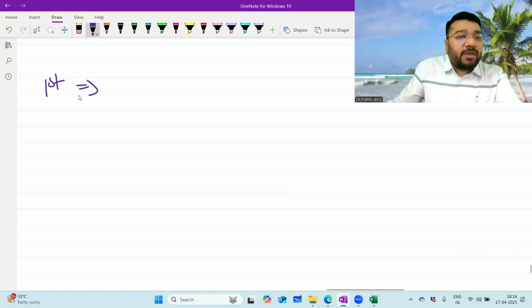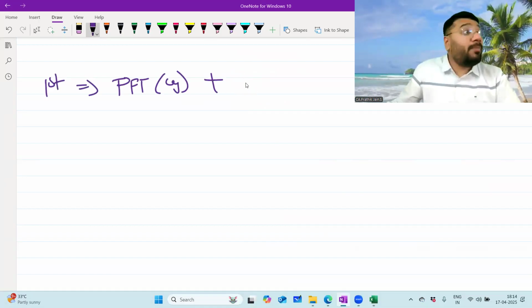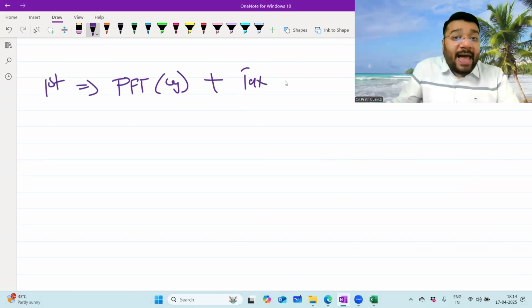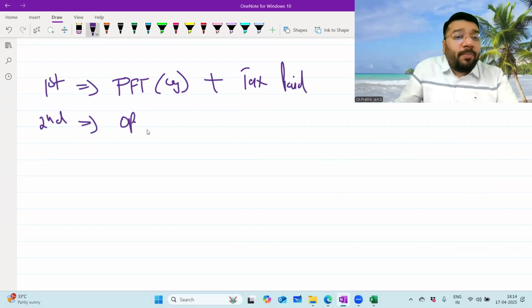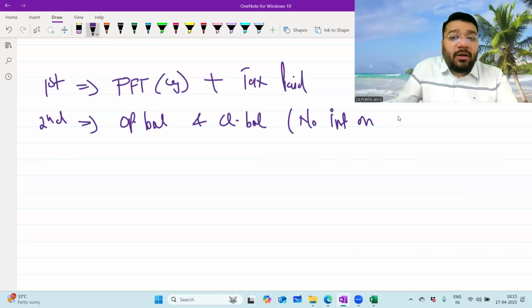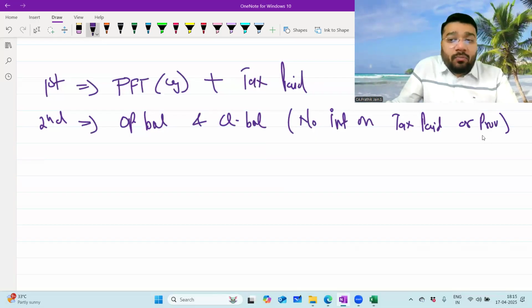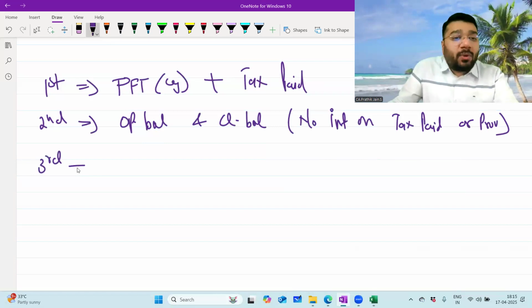Now, the first type of question was, they gave you provision for tax of current year and tax paid. I'm telling you different permutation combinations are possible. Tax paid is one combination. Second combination, they gave you opening balance and closing balance, with no information on tax paid or provision. This is the second possible information.